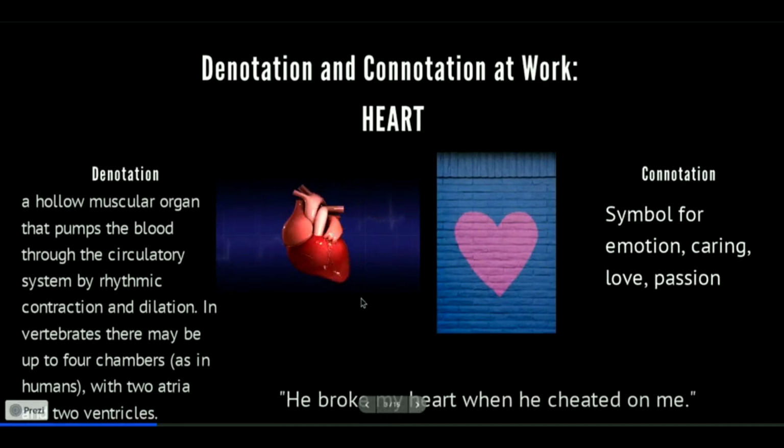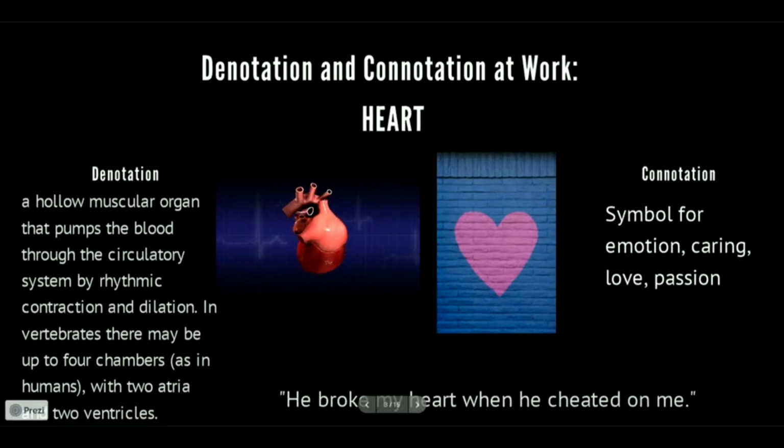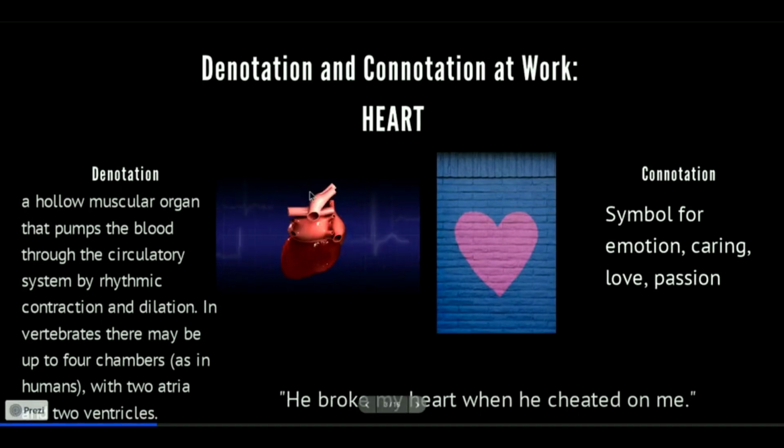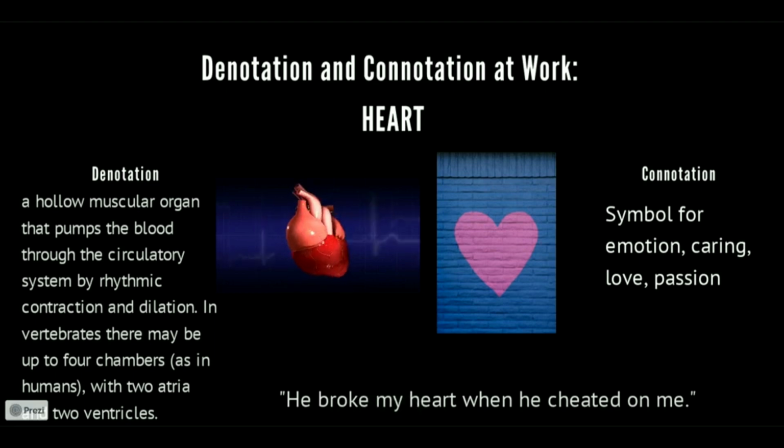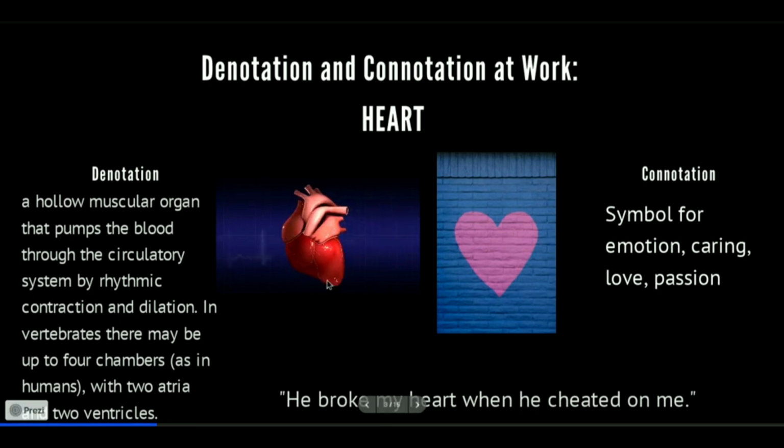Well, we know that a heart, an actual heart, like this beautiful picture that's showing up right here, is a denotation. So the definition of a heart: a hollow muscular organ that pumps the blood through the circulatory system by rhythmic contraction and dilation. In vertebrates, there may be up to 4 chambers, as in humans, with 2 atria and 2 ventricles. Now, that's the dictionary definition or the denotation of the word heart.